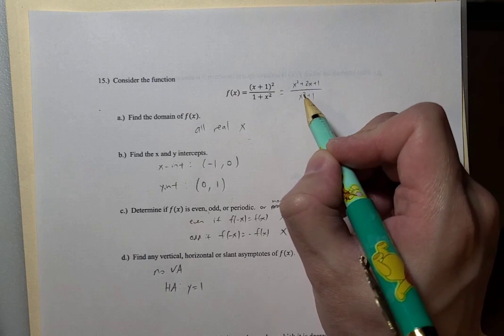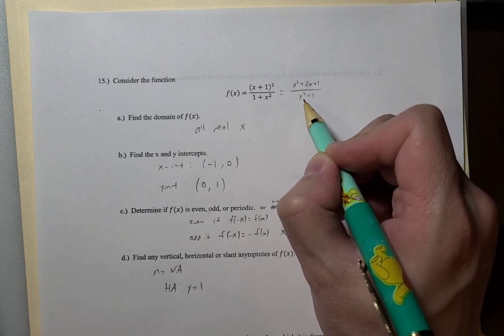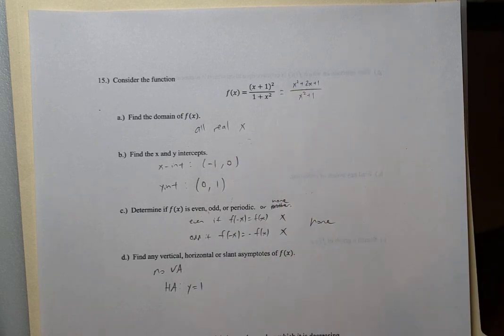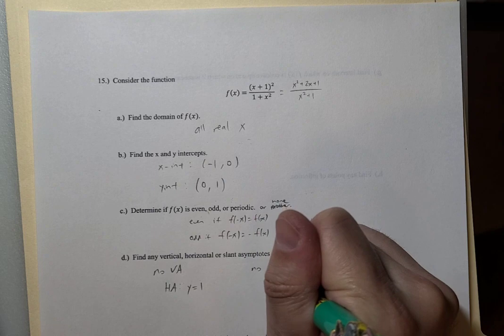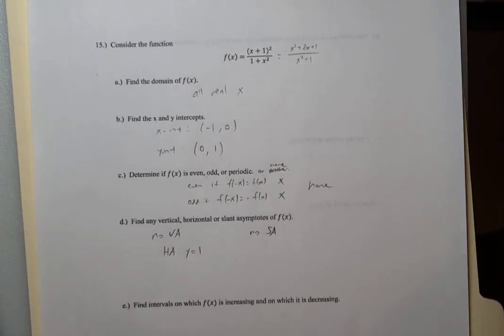But remember, for a rational function, the easy way is we compare the degrees. They are the same. When it's the same, we take the ratio of the leading coefficients, which is just 1 over 1. So y is equal to 1. There's also no slant asymptote. That happens when the degree at the top is less than the degree at the bottom.